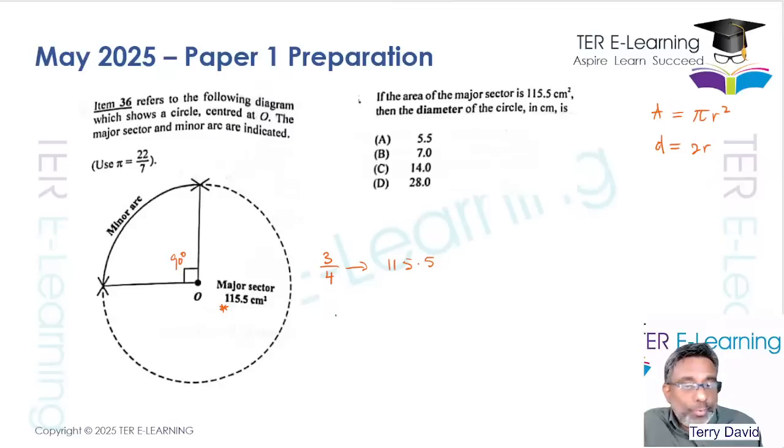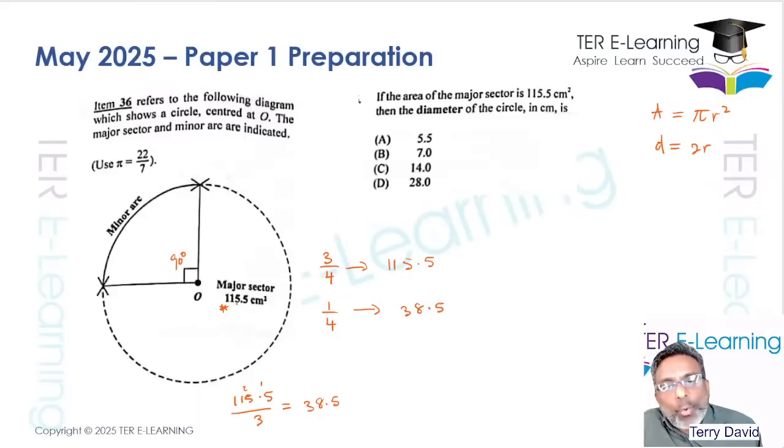Now this is just one way of working it. Some students find other ways of working it. So to get 1/4, all you're going to do is take that 115.5 and divide that by 3. So 115.5, let's divide that by 3. 3 3s are 9, that's 25, so this is 8, and this is going to be 5. So this is 38.5. So that is for 1/4 of the circle.